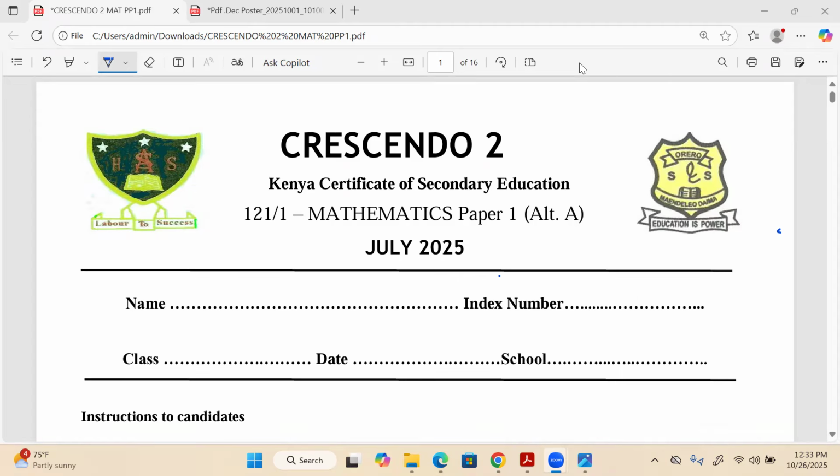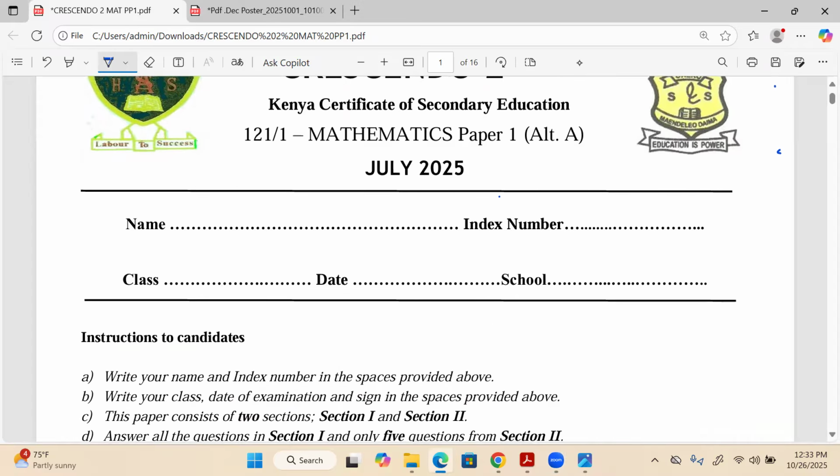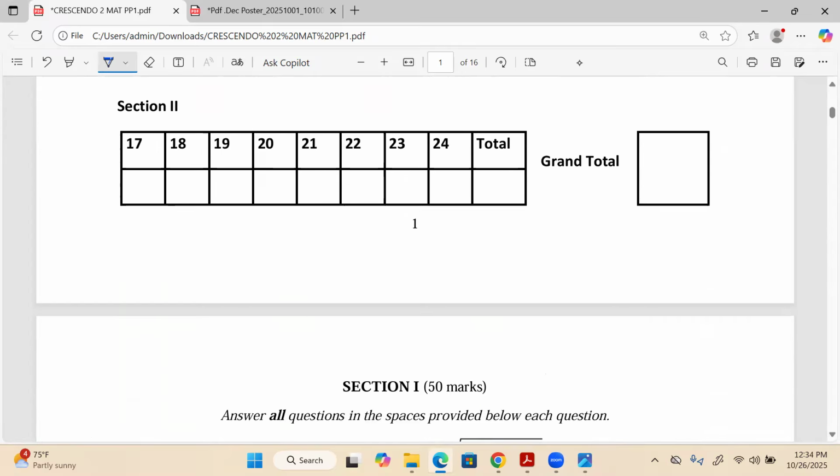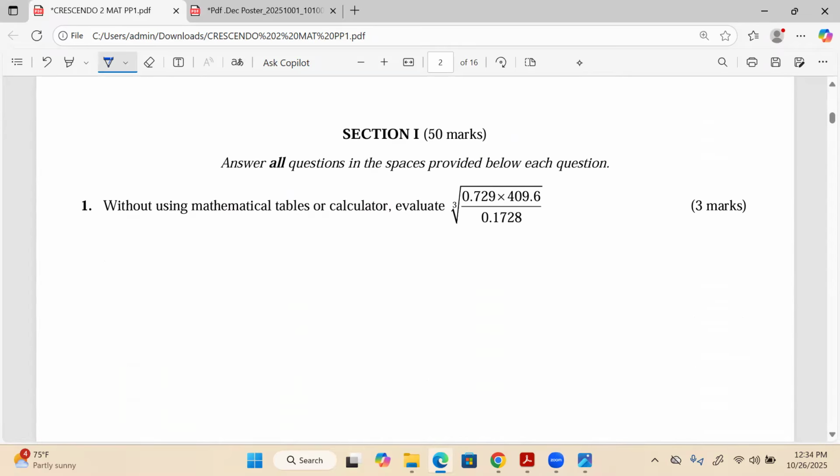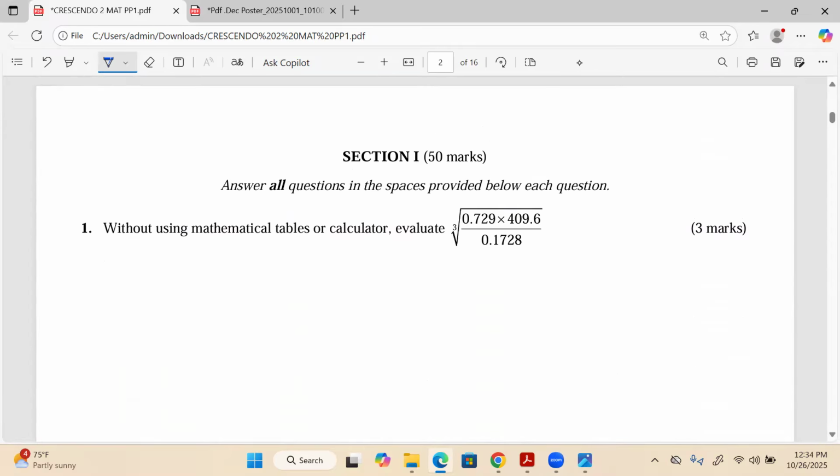We shall be discussing the Crescendo joint examination. This is a paper done by Orero boys. It's also done by Agoro Sare, sometimes Asumbi girls, and many other serious schools. So let us go through the paper word by word so that you may know what they are predicting for the KCSE 2025.